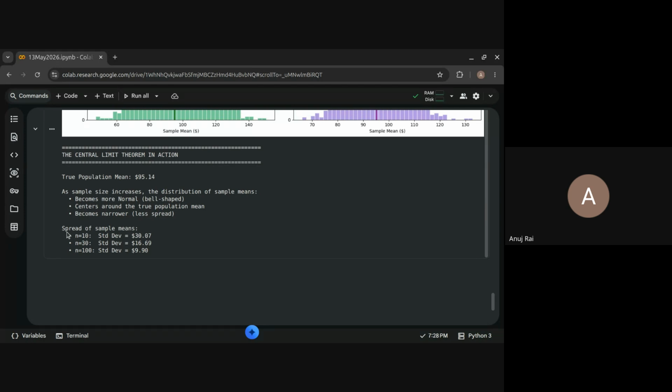As you keep on increasing the number of sample processes, your standard deviation keeps on decreasing.